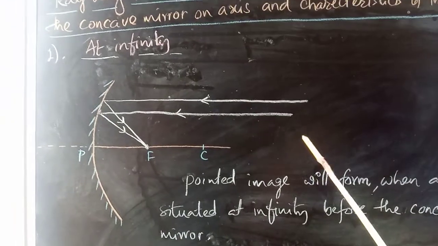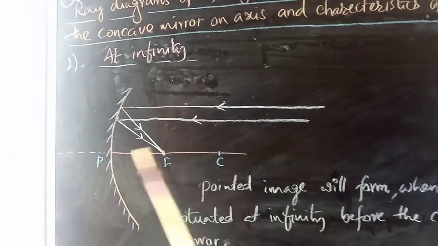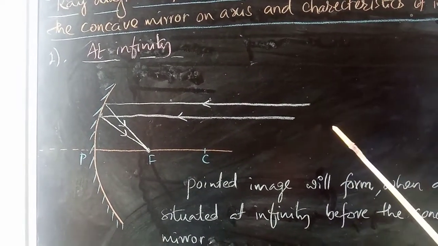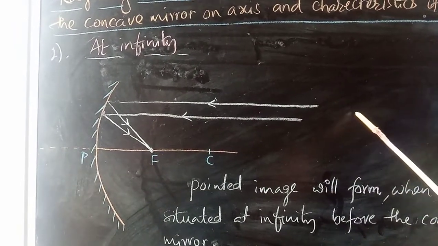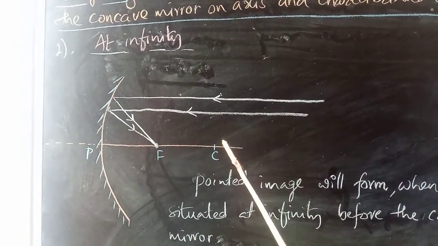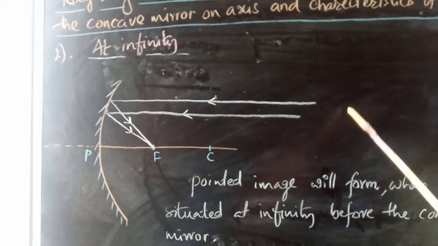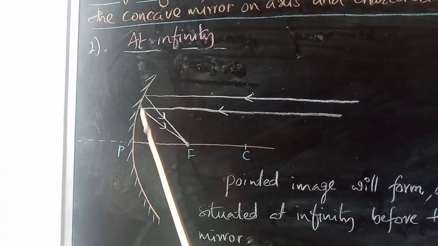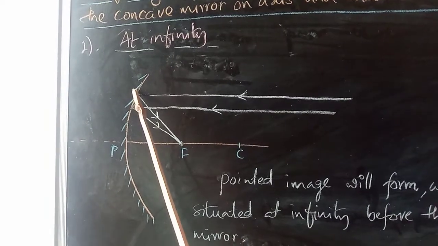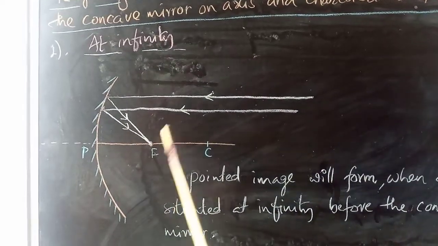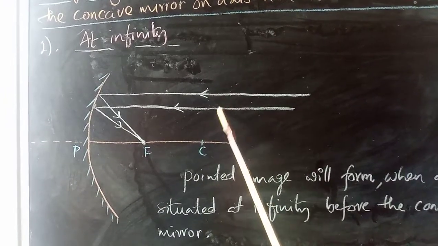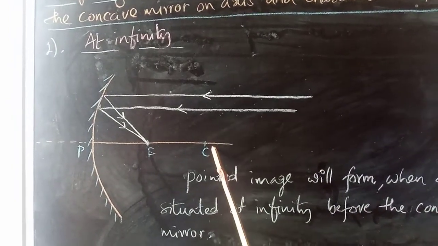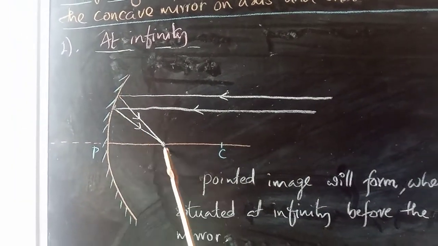So when you assume an object is situated so far from the concave mirror at infinity on the principal axis, generally we can assume the rays will come parallel to the axis from the object, and these parallel light rays will meet the concave mirror at different points, and they will always go through the focal point. It is rule number 1. So according to rule number 1, all the light rays that travel from the object parallel to the principal axis meet at the focal point.